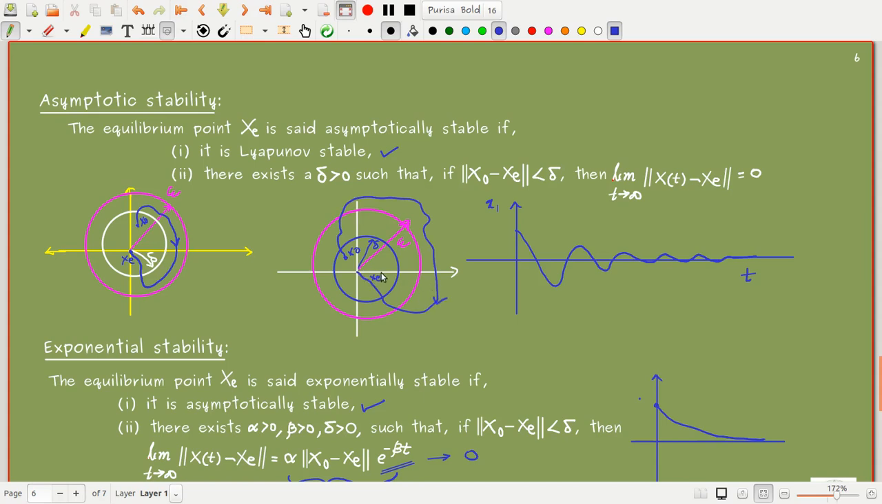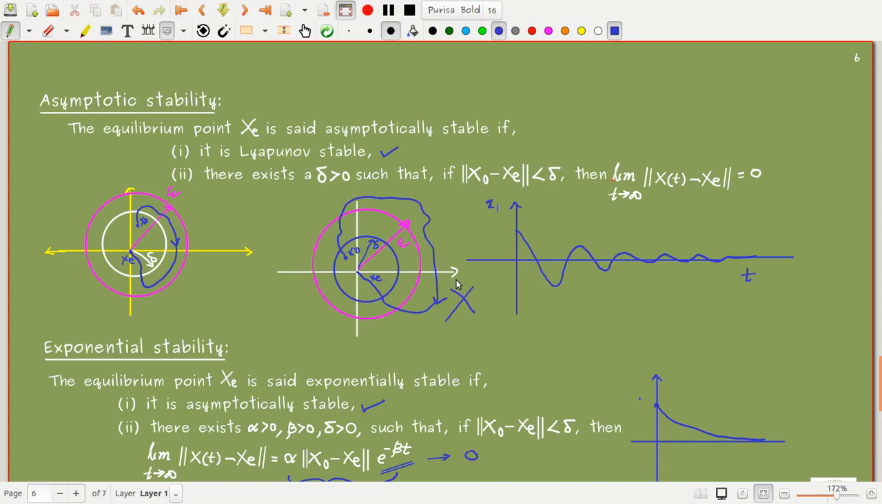It is coming to the equilibrium point, which says that the second condition is true. But what about the first condition? The first condition has failed here. It is not inside the epsilon ball. That means if I am having this condition, the system is not asymptotically stable.